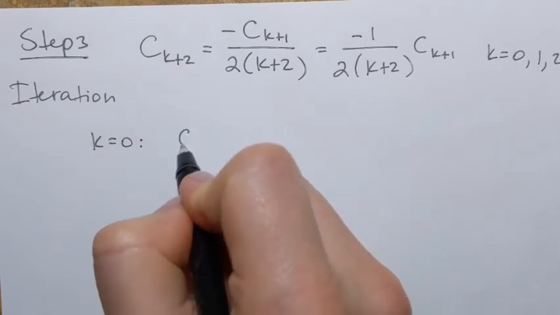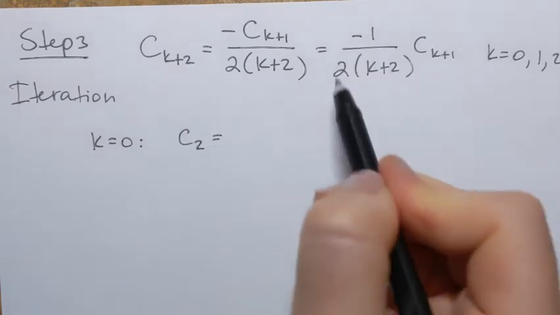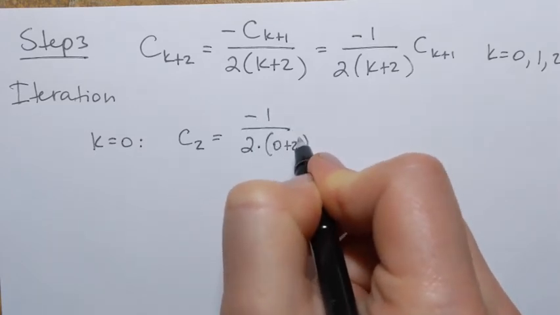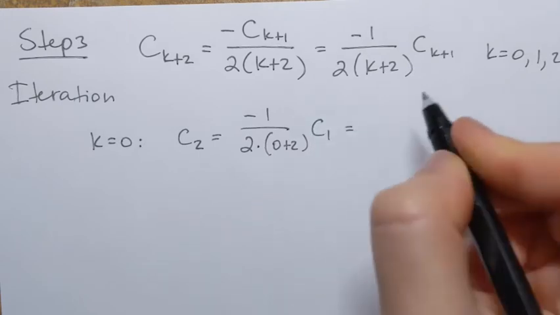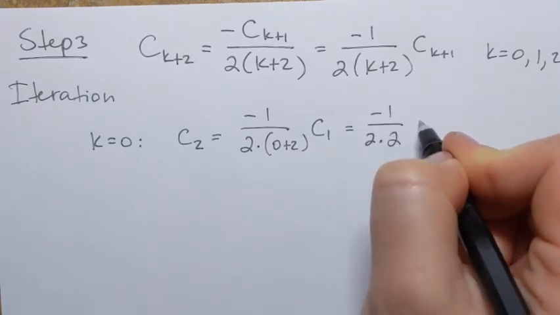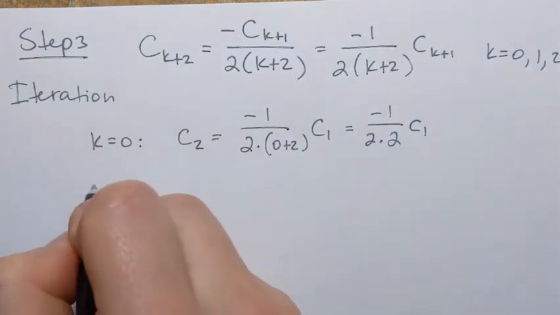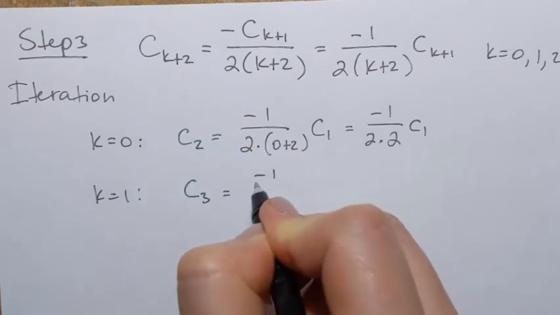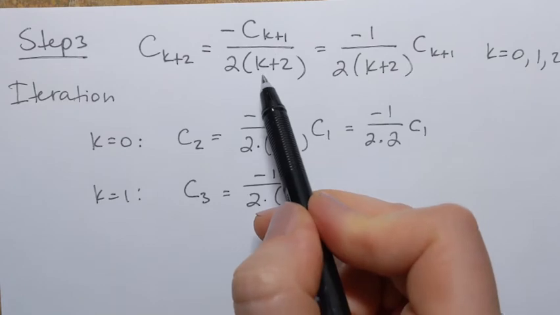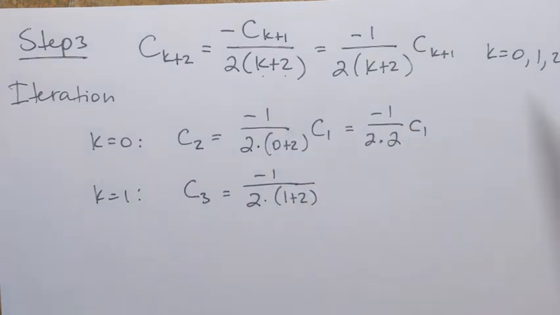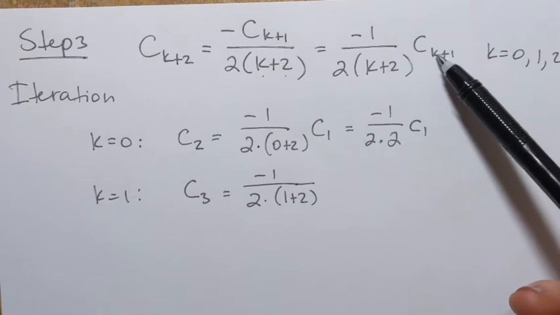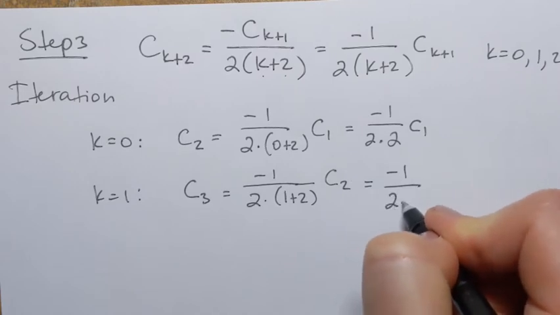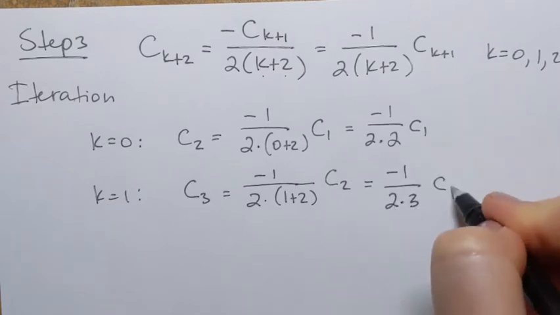When k equals 0, I'm going to obtain c sub 2 equals, and I'm looking over here, -1 over 2 times 0 plus 2 c sub 1. Okay, so it's -1 over 2 times 2 c sub 1, right? Okay, when k equals 1, I get 1 plus 2, 3. c sub 3 equals -1 over 2 times 1 plus 2, 1 plus 2 times c sub 1 plus 1, 2, c sub 2. So that's -1 over 2 times 3 c sub 2.